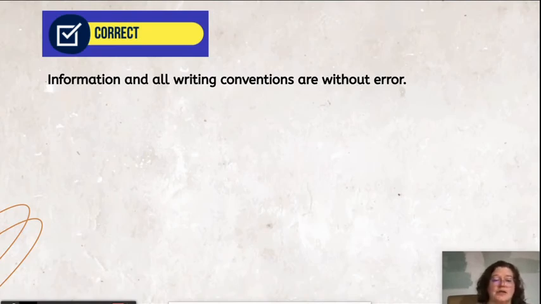The next C is correct. Information and all writing conventions are without error. Now, of course, you want to keep in mind who your audience is. In some cases, if you're texting your friends, it doesn't matter how many errors you have in there. If anything, they'll find it funny. But when you are communicating on a professional level, and school is a professional level, that is the goal of school, is to get you ready for your profession. You want to make sure that everything is correct.